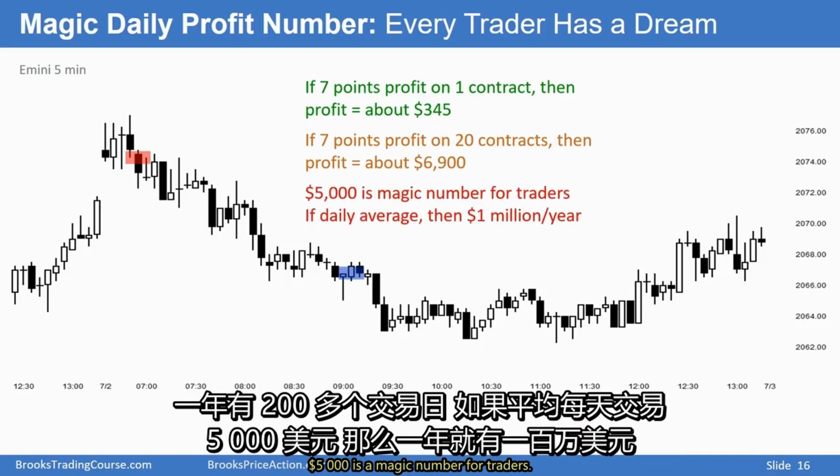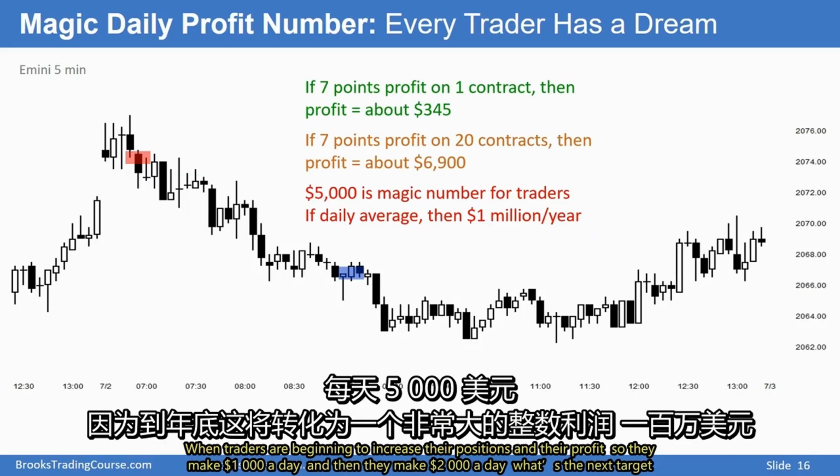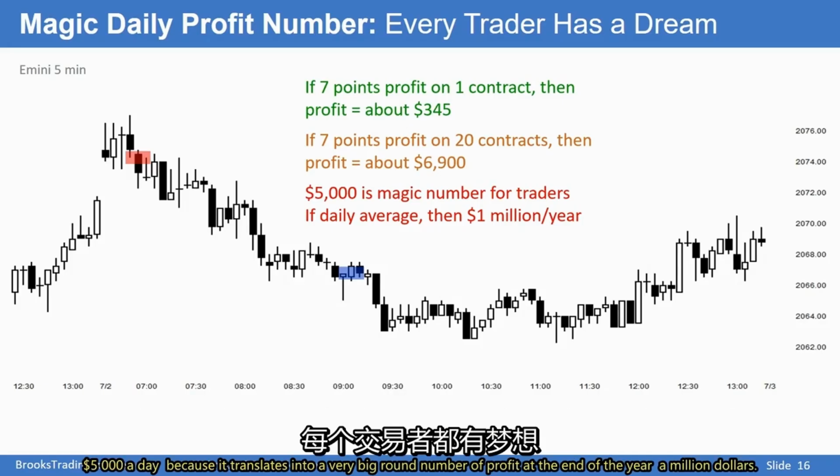$5,000 is a magic number for traders. There are over 200 trading days a year, and if you average $5,000 a day, that translates into $1 million a year. When traders are beginning to increase their positions and their profit, so they make $1,000 a day, then they make $2,000 a day, what's the next target? $5,000 a day, because it translates into a very big round number profit at the end of the year, $1 million.